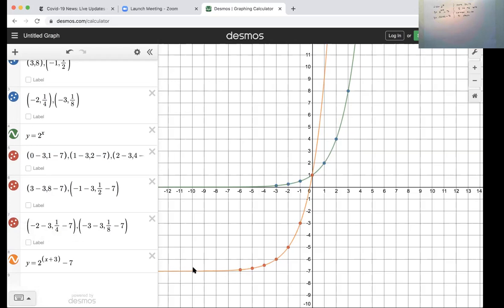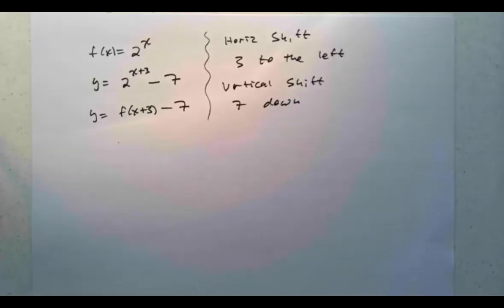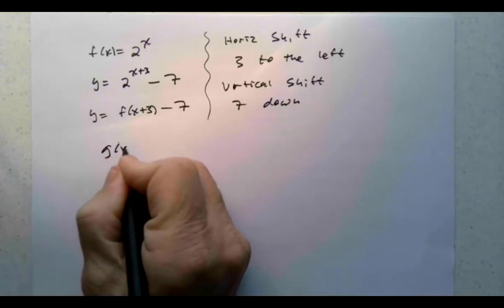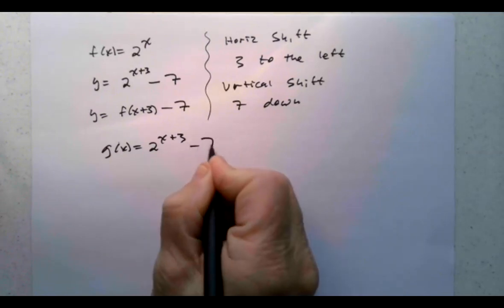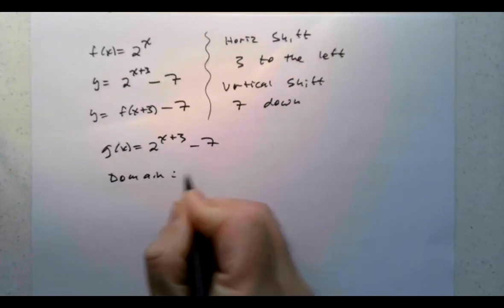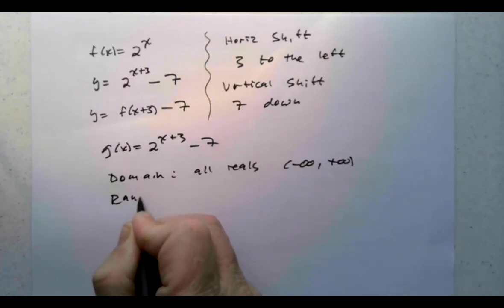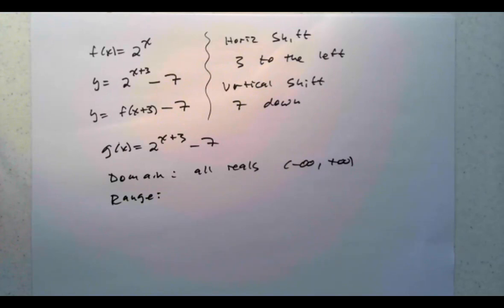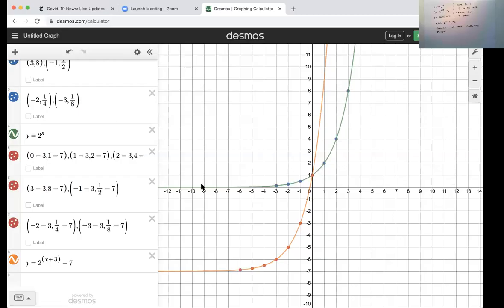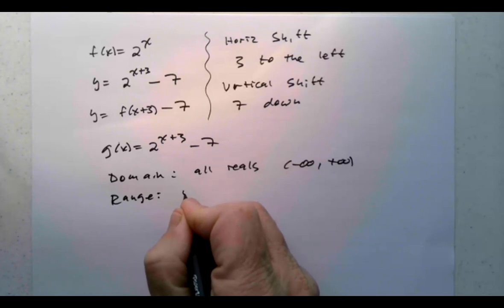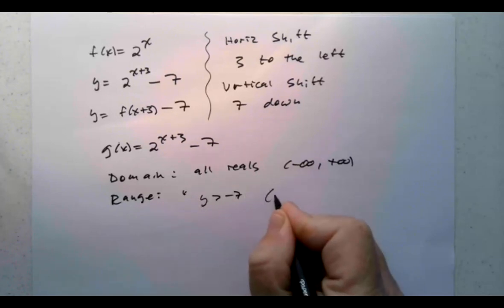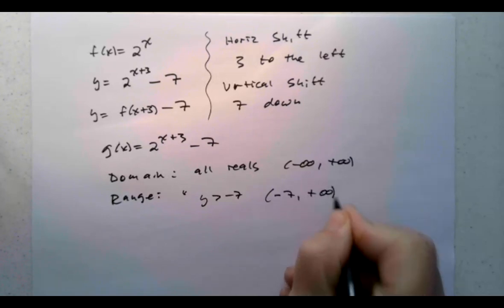So x values could be everything. So if I have a function g of x equals 2 to the x plus 3 minus 7, the domain is all reals. Or if you like, minus infinity to plus infinity. How about the range? If you look at that graph, can you see what the range is? What are the y values of that new graph, of that orange graph? It gets as low as -7 and then grows. Never quite gets to -7. So the range would be round bracket -7 to infinity. So again, y is greater than -7, which would be from -7 to plus infinity.